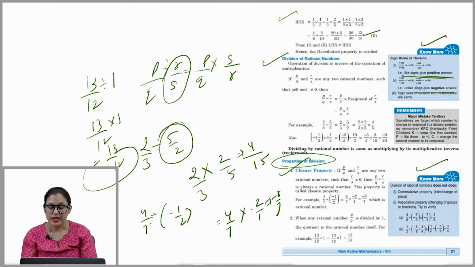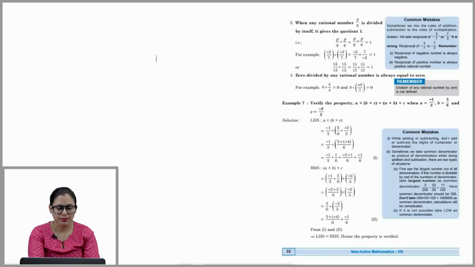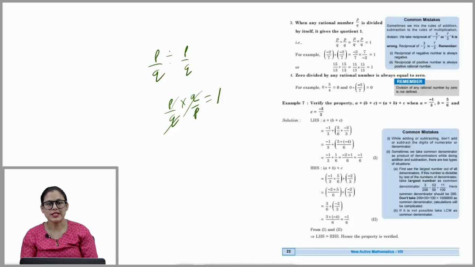Division of rational numbers doesn't obey number 1, commutative property, that is interchange of place. And number 2, associative property, that is changing of groups or brackets. Number 3, when any rational number P by Q is divided by itself, it gives a quotient 1. P by Q divided by P by Q, so P by Q into Q by P is equal to 1. So we can say that when any rational number is divided by itself, it gives the quotient 1. Number 4, 0 divided by any rational number is always equal to 0.